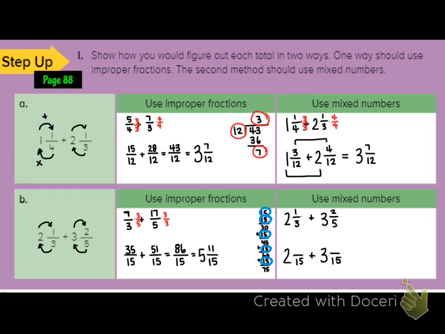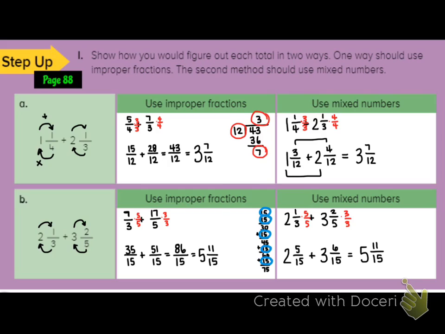I'm going to multiply 3 by 5, so 1 times 5 is 5. And I'm going to multiply 5 times 3, so 2 times 3 is 6. When I add 2 and 3, I get 5. And 5 plus 6 is 11 15ths. And I see that I have the same answer, so I know that mine are right.